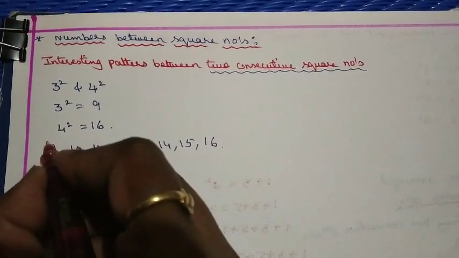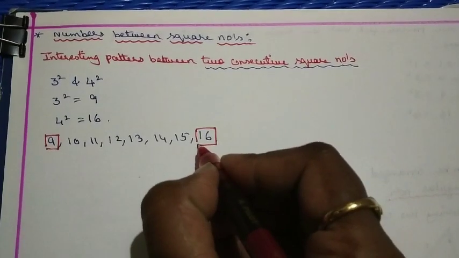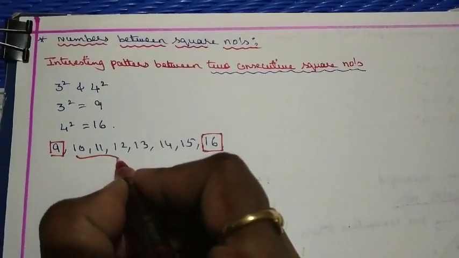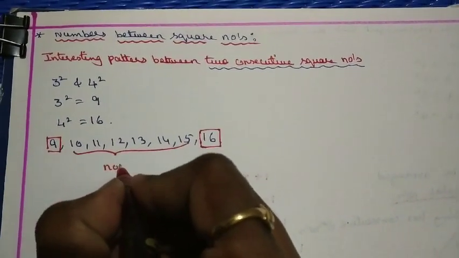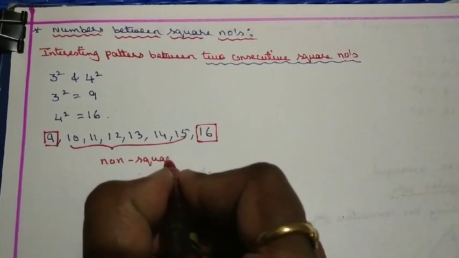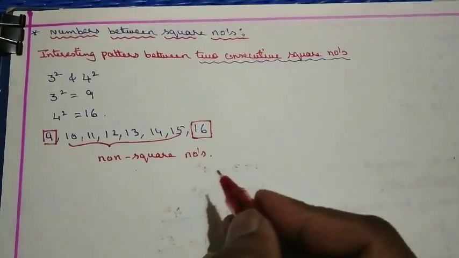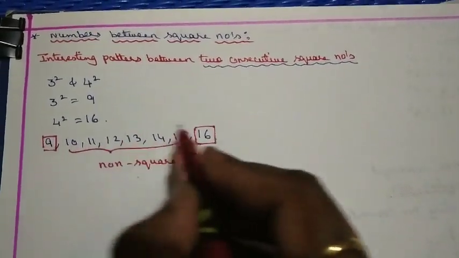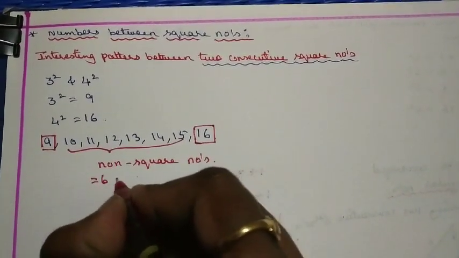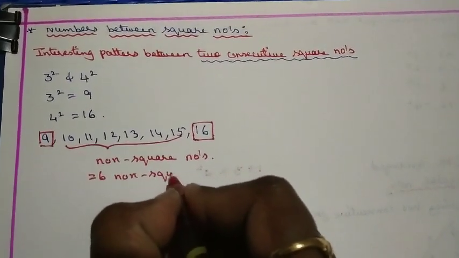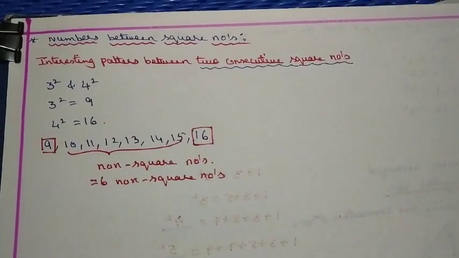We know that 9 and 16 are perfect squares. Then what are these other numbers said to be? These numbers are said to be non-square numbers. How many non-square numbers can you find from 9 to 16? There are 6 non-square numbers in between 9 and 16.